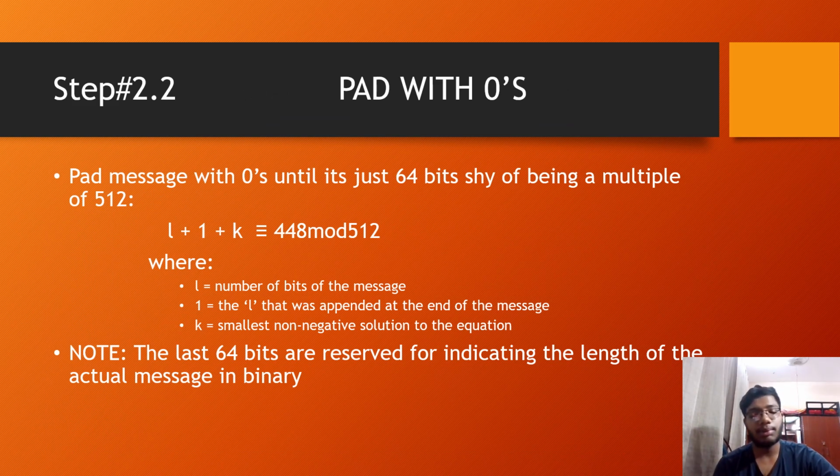Exactly how many zeros are we supposed to add? Let's look at the formula where L is the length of the message, or the total number of bits of the message, and K is the number of 0 bits that will pad. So L plus 1 plus K is congruent to 448 modulo 512. It might seem intimidating. It only means that we'll have to add K number of zeros such that the total number of bits of the message, plus 1 bit because of the separator we added earlier, plus the number of zeros that we will add, will have a remainder of 448 when divided by 512.